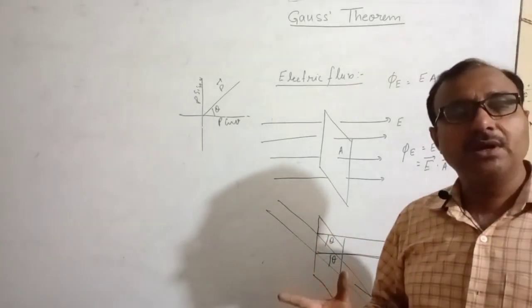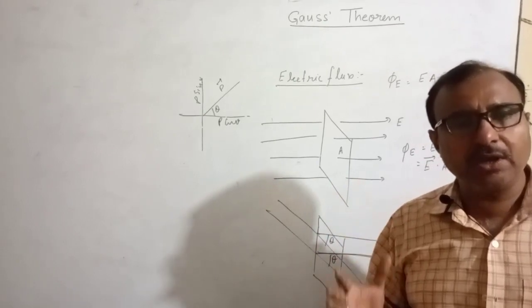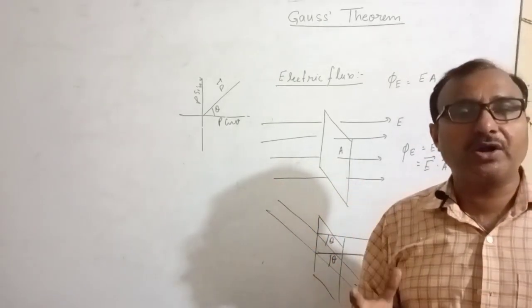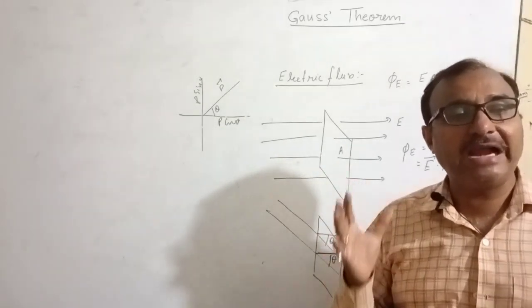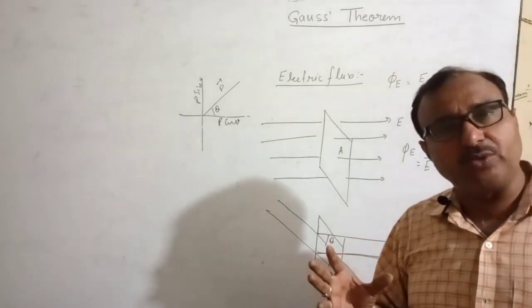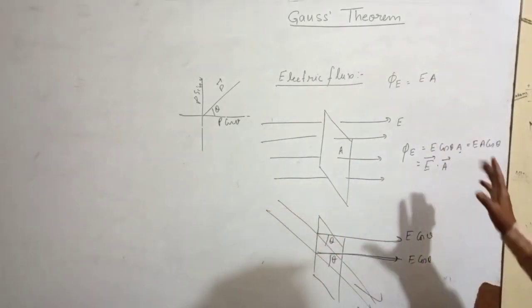What is electric flux? The number of electric lines of force passing perpendicular to a plane is known as electric flux linked with that plane.